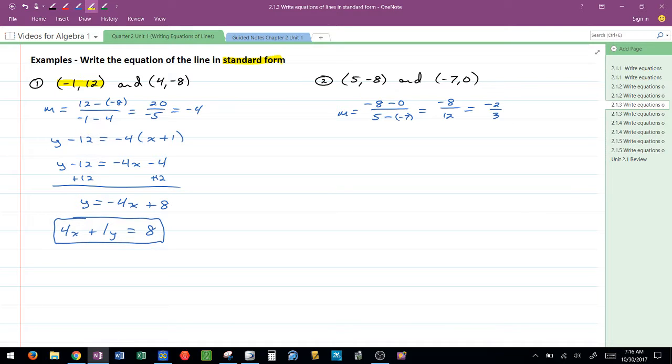Pick a point. Now again, it doesn't matter. Whatever point we pick, we should end up with the same slope-intercept form and the same standard form. I'm just going to always pick the first point. Why? I don't know. It's just a habit. All right, so I have y plus 8 equals negative 2/3 times x minus 5. Okay?